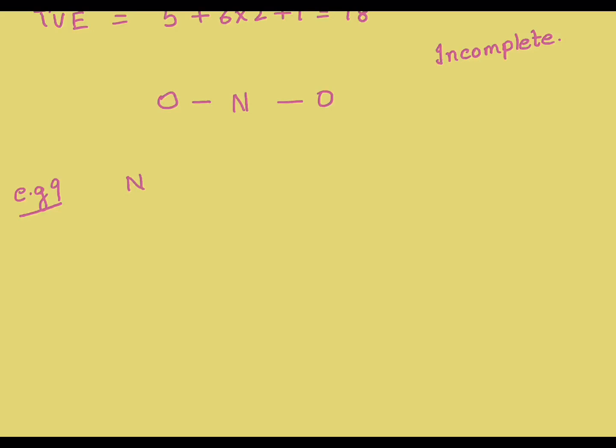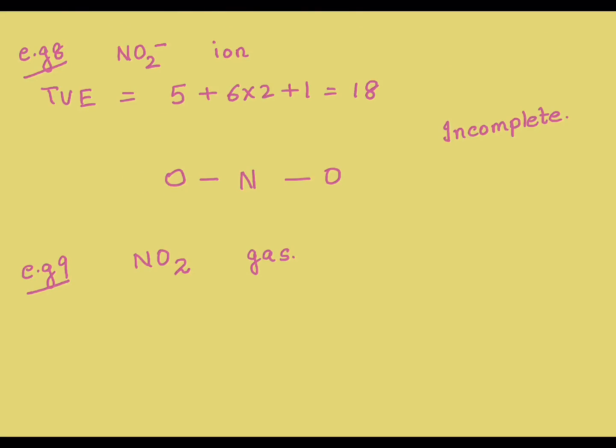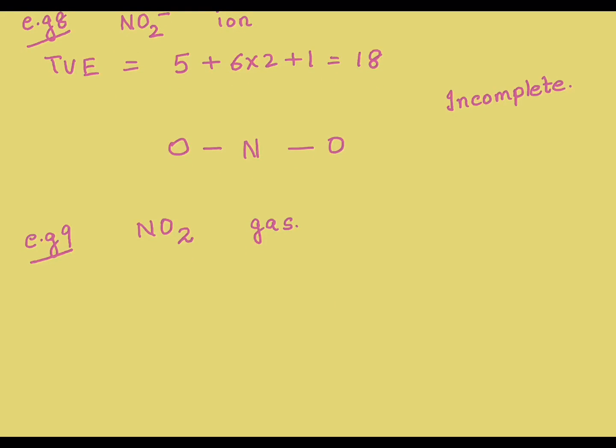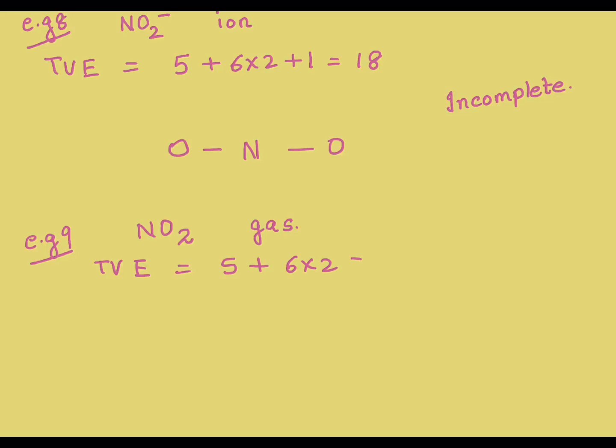Example number 9. We are taking up nitrogen dioxide, a reddish brown gas, not the ion. See the difference. Earlier I spoke about the nitrite ion. Now I'm talking about nitrogen dioxide gas. So there's no extra electron. In other words, how many will be the number of valence electrons? Yes, of course, 17. You got it right. I am so impressed. 5 plus 6 times 2, and we have only 17.